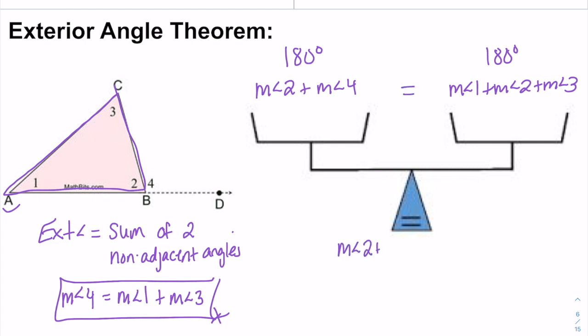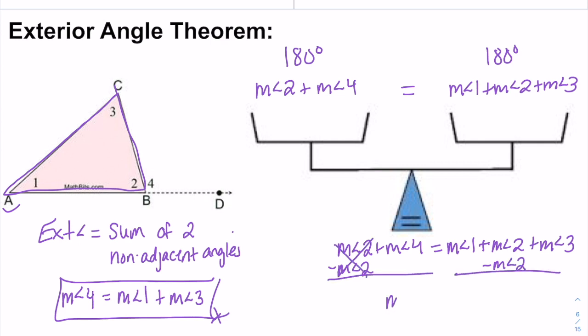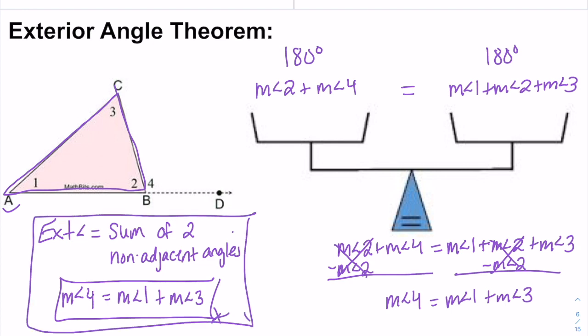So the measure of angle 2 plus the measure of angle 4 would have to be equal to the measure of angle 1 plus the measure of angle 2 plus the measure of angle 3. And we noticed that we had the measure of angle 2 on both sides of the equation, so we could subtract that to get rid of it. And when we did that, we got the measure of angle 4 equals the measure of angle 1 plus the measure of angle 3, which confirms what we noticed in our pattern. So to work today's problems, we are going to use that exterior angle theorem.